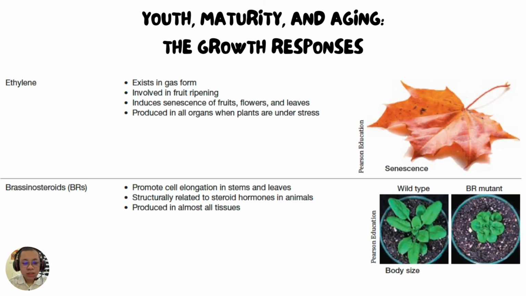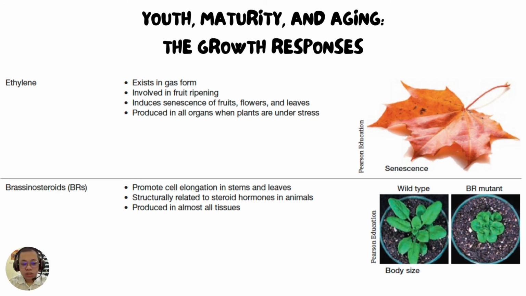And now we have the ethylene. It exists in gas form. It is involved in fruit ripening, induces senescence of fruits, flowers, and leaves, and is produced in all organs when plants are under stress. So, senescence, or aging.